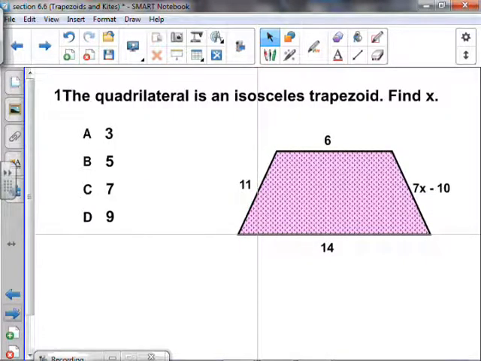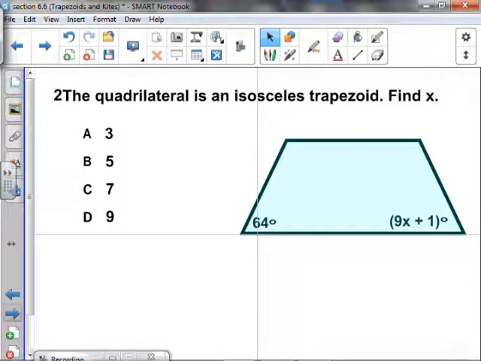This one is for you guys to do. It tells you you have an isosceles trapezoid, and you simply have to find x. Couldn't make it any easier for you guys. This one, just about as easy.